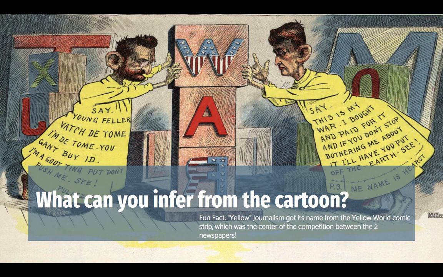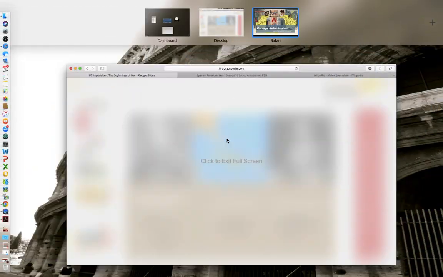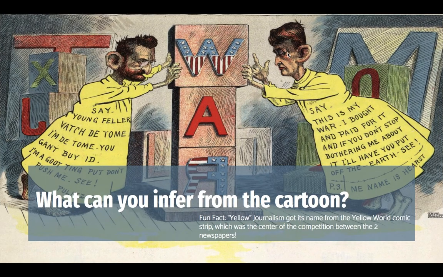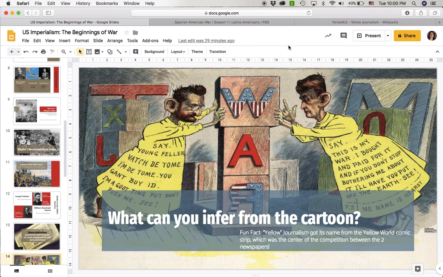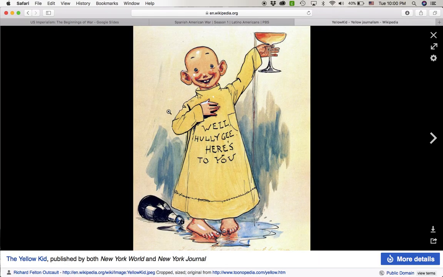But it gets its name, yellow journalism, from the Yellow World comic strip. There was this little comic strip with this little boy who lived in New York City, and he got in all sorts of trouble. It's the Yellow Kid, this guy right here. It was published by the New York World and the New York Journal, two competing newspapers constantly in competition with one another to sell papers. And this guy was in both of them.